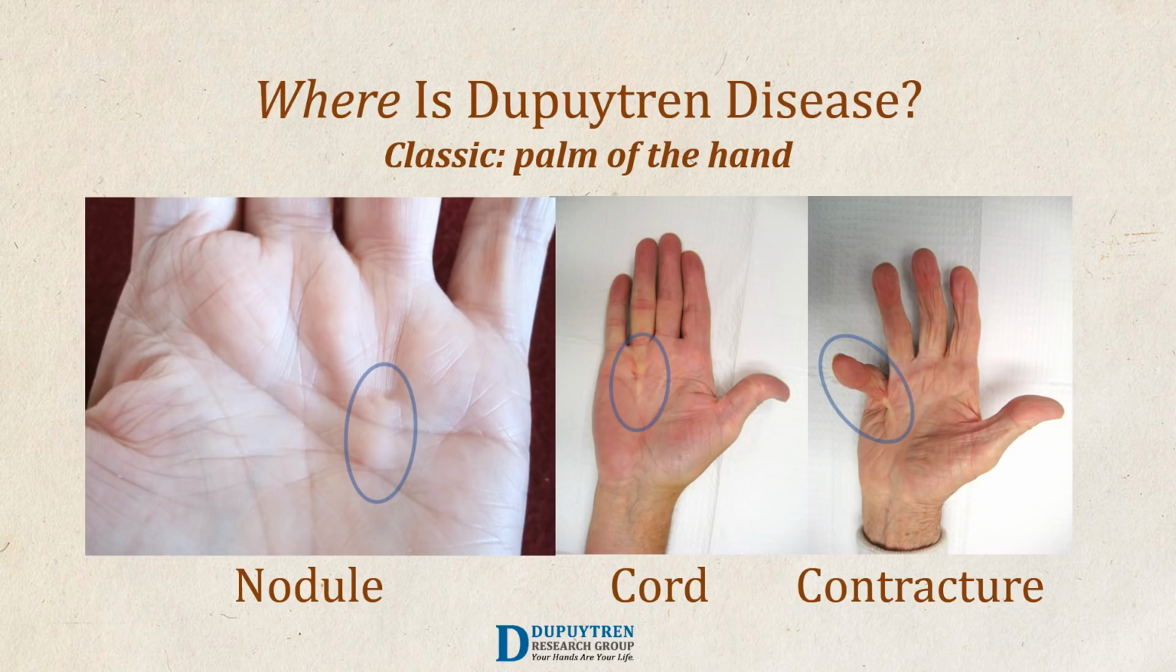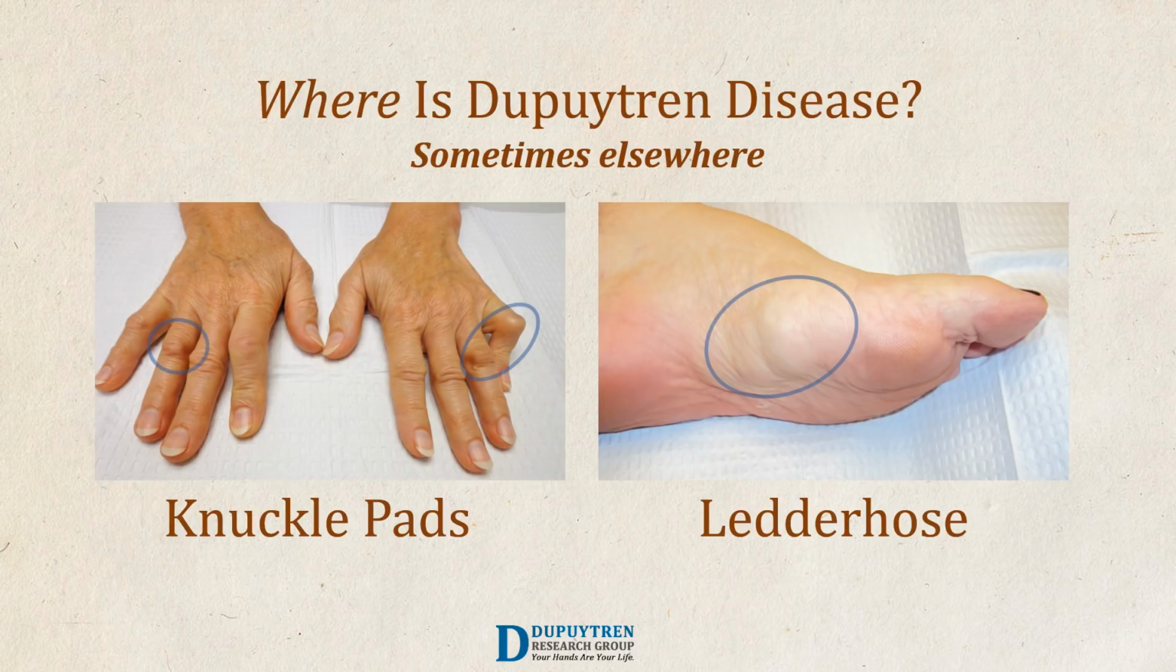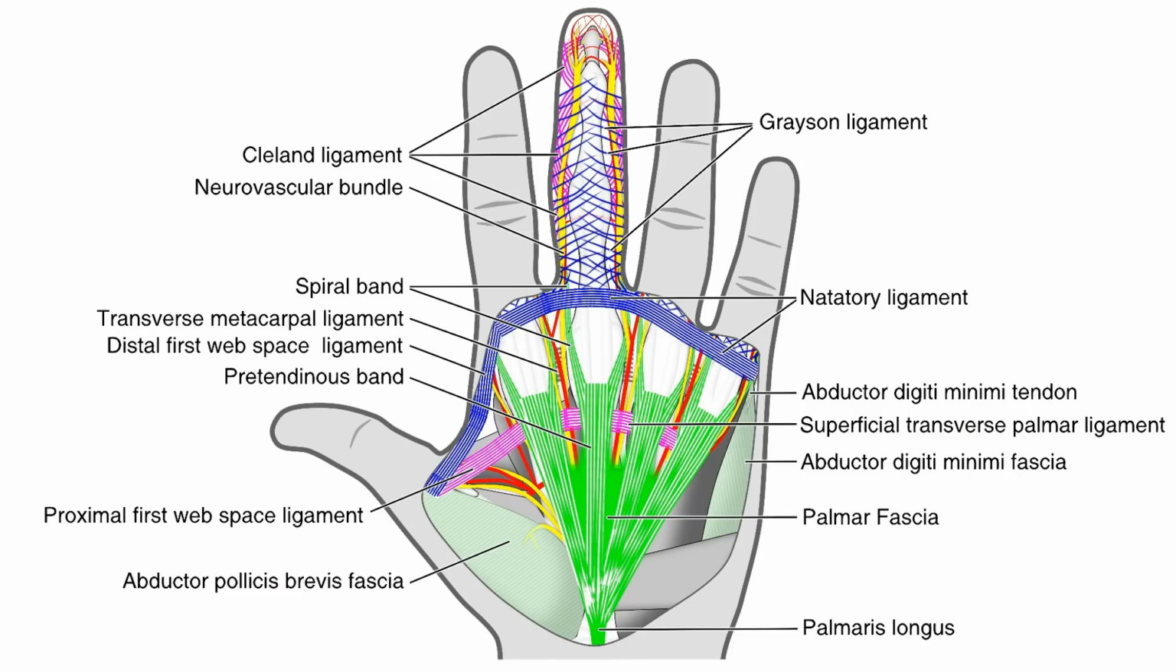way, called Dupuytren contracture. Physical changes are sometimes found in other areas, most commonly the backs of the knuckles, where they're called knuckle pads or Garrod pads, and in the arch or the instep of the foot, where people can develop lumps known as Ledderhose disease. The anatomy of the hand is complicated, and the anatomy of Dupuytren involvement is complicated. All of these structures may be involved with Dupuytren disease in one form or the other.